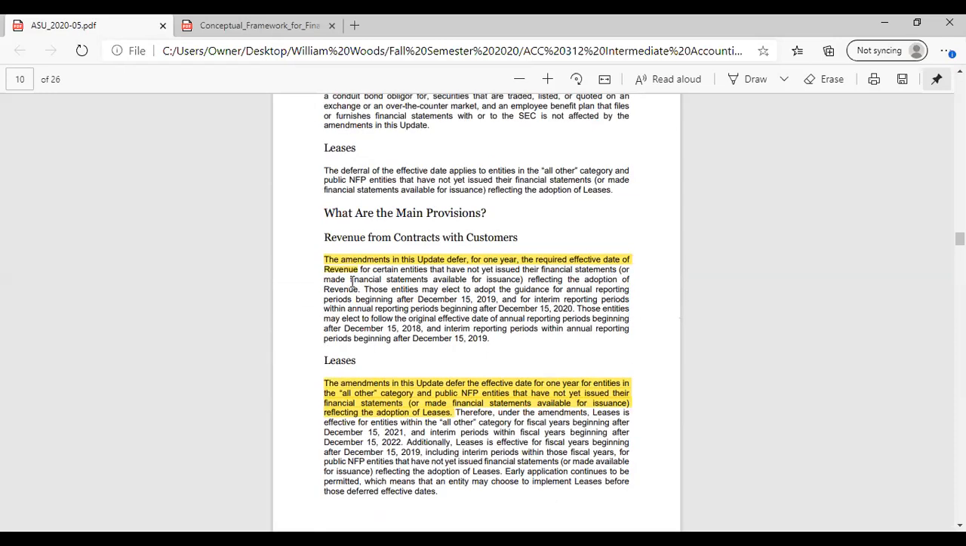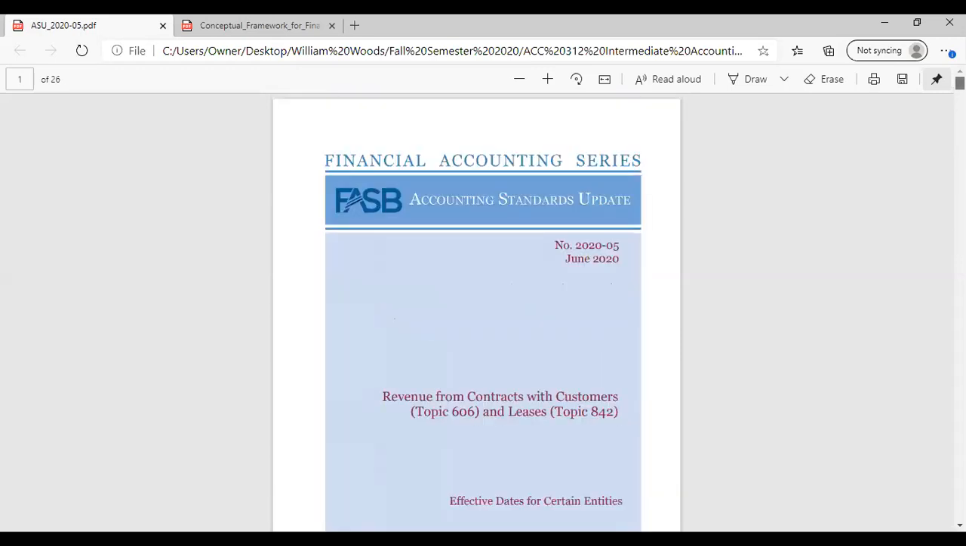What are the main provisions? The amendments to this update defer for 1 year the required effective date of the revenue for certain entities that have not yet issued their financial statements. Leases. The amendments to this update defer the effective date for 1 year for entities in all other category and public not-for-profit entities that have not yet issued their financial statement. So it's just giving these companies more time to comply with the updates to franchise revenue recognition and the updates to leasehold agreement recognition. So anyway, that's an example of an accounting standards update. And as you can imagine, they're really fun to read, right?